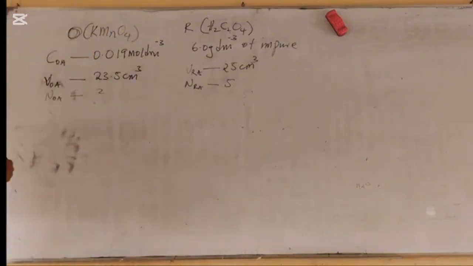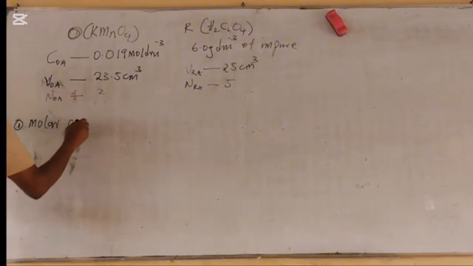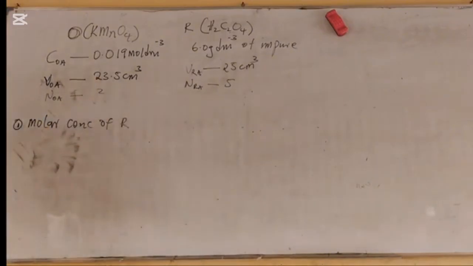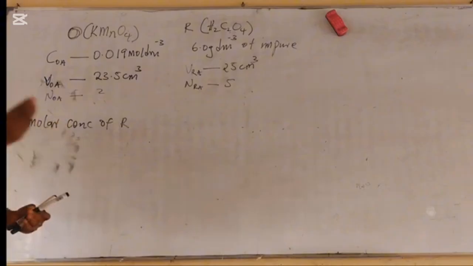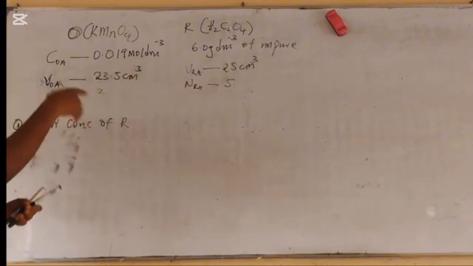So the first thing is the molar concentration of R, which is the reducing agent, ethanedioic acid. For us to get that, we have the CVA formula, we also have mass concentration over relative molecular mass, and we also have amount over volume. If you look at those three formulas, the most suitable one to be used is that of the COA, VOA. That we can deduce from what is given here, so we can proceed further.